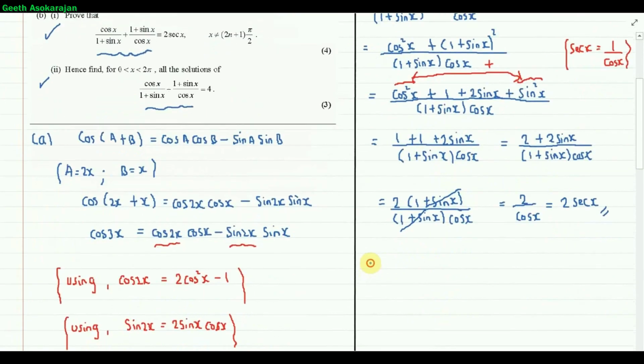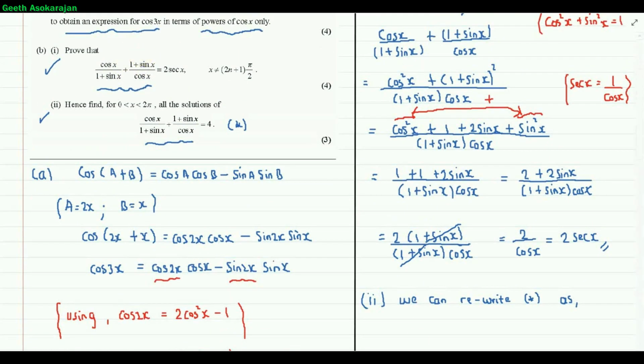So if I follow through, here's part 2. So I'm going to call this equation star, and I'm immediately going to say that we can rewrite star, as a result of this solution to part 1 of B, as 2 sec x. So I've got a 2 sec x on the left, and that is equal to the 4 on the right hand side of star.